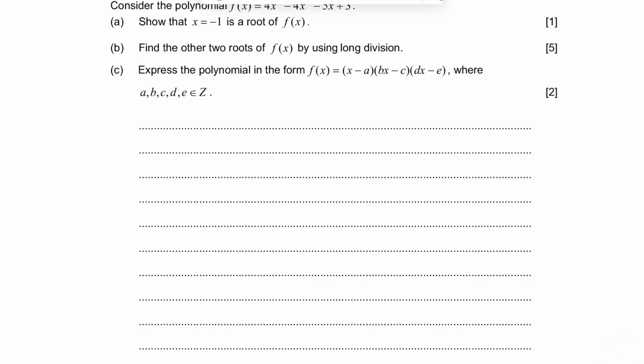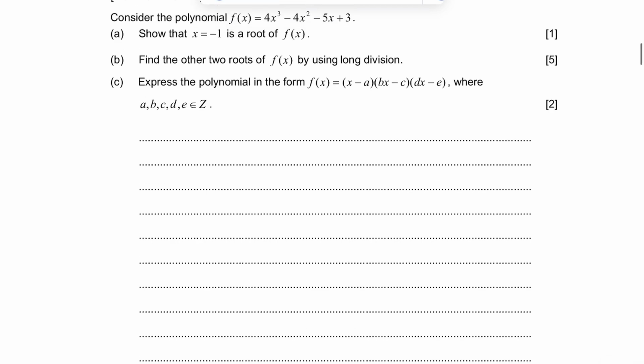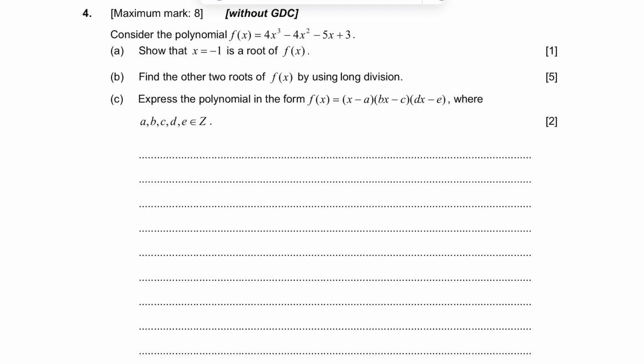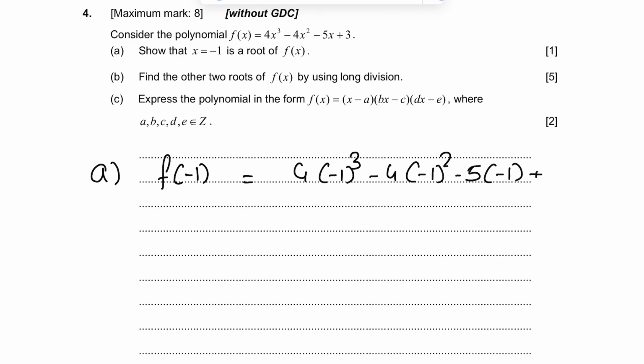Question number 4. Consider the polynomial 4x cubed minus 4x squared minus 5x plus 3. Show that x equals -1 is a root. So what am I going to do? f of -1, and I should be getting 0. 4 times (-1) cubed minus 4 times (-1) squared minus 5 times (-1) plus 3. So it is -4, then plus -4, +5, and 3. It equals 0. So therefore it is divisible, or it is a root.